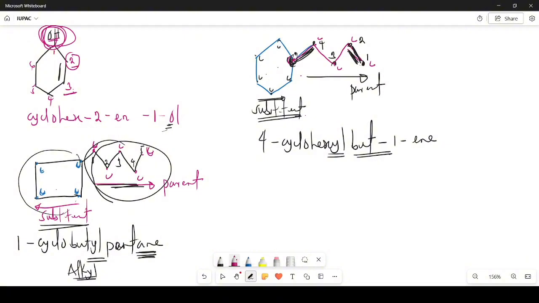So if it is making sense, let me give you this compound. Quickly name it. Now name this compound and drop your answer in the comment section. Let's see your answer.